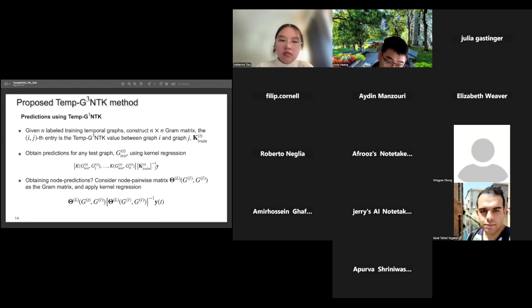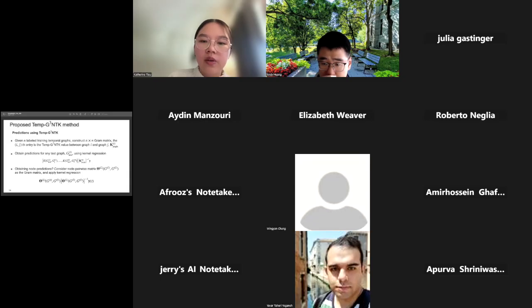And then for the bottom one, you are predicting what exactly? Temporal node property. So over here is graph level prediction, and over here will be node level prediction. Okay, okay. And here you are working with snapshots or you're working with continuous time? Yeah, we're working with snapshots. Okay, I see. Yeah, thanks.